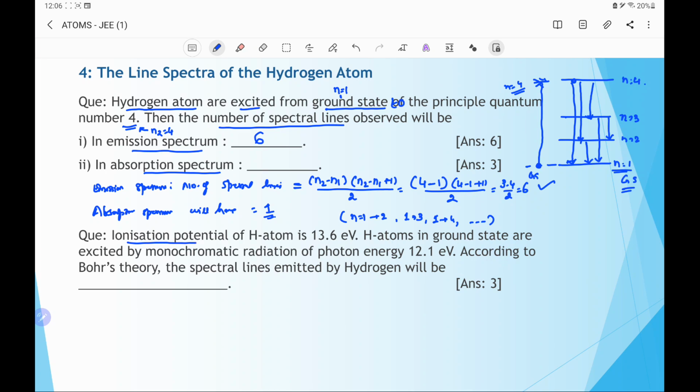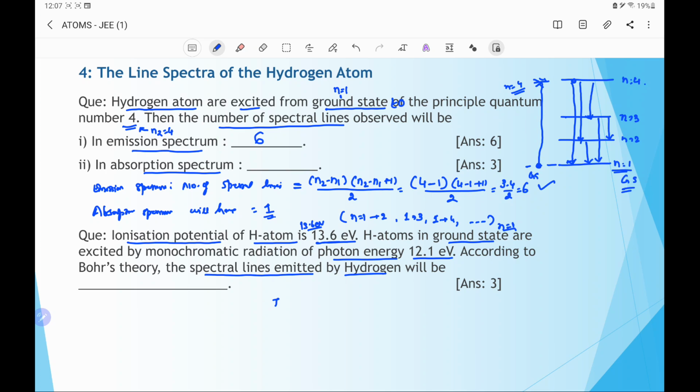The ionization potential of the hydrogen atom will be 13.6 volt, and in terms of ionization energy it will be 13.6 electron volt. Hydrogen atom in ground state, that refers to n equal to 1, is excited by monochromatic radiation of photon energy 12.1 electron volt. According to Bohr theory, the spectral lines emitted by the hydrogen will be, we have to find the number of spectral lines.